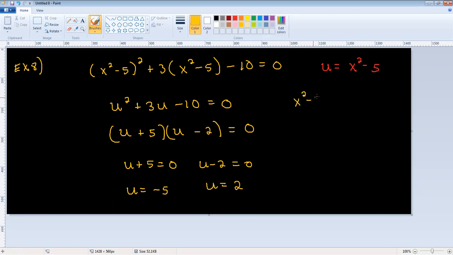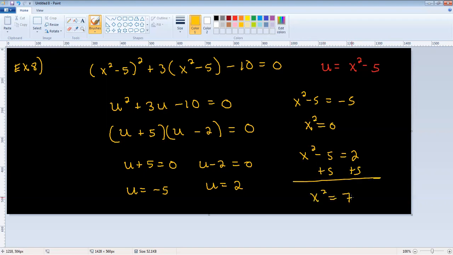So we have x squared minus 5 is equal to -5. Well, these are going to cancel, and we get x squared is equal to 0. Then we have, let's see here, x squared minus 5 is equal to 2. Okay, and when we do this, what do we get here? We have x squared is equal to 7. That means x is plus or minus square root of 7. Okay, so these are our solutions right here, and these are our solutions right here.